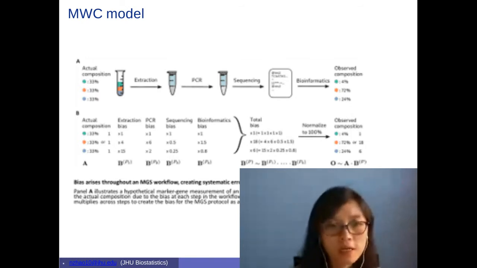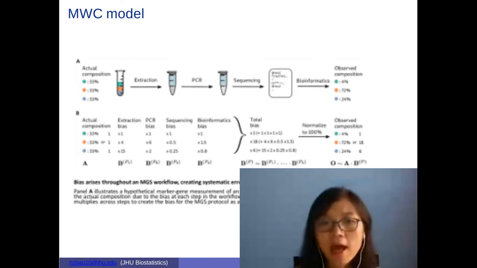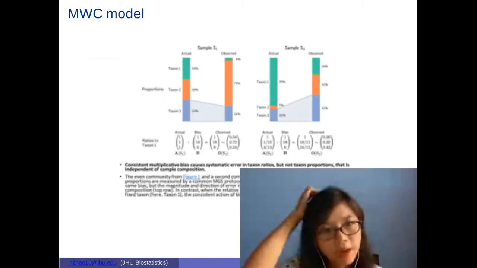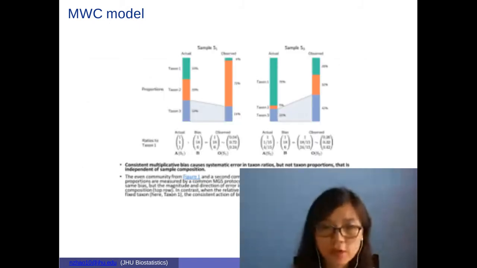This is a toy example where there are only 3 bacterial species in the community. Suppose each of them constitutes 1/3 of the system. Then during each of the steps in the experimental protocol, you do the DNA extraction, you do the PCR, you do the sequencing. Each of the steps has a multiplicative factor on the bias of the true relative abundances. And at the end of the day, what you observe is a distorted version of the relative abundances in the community.